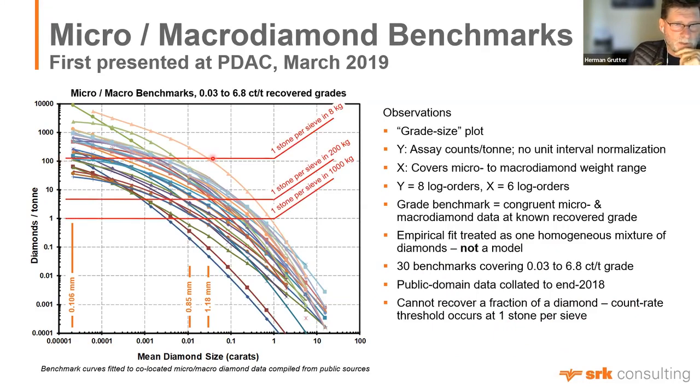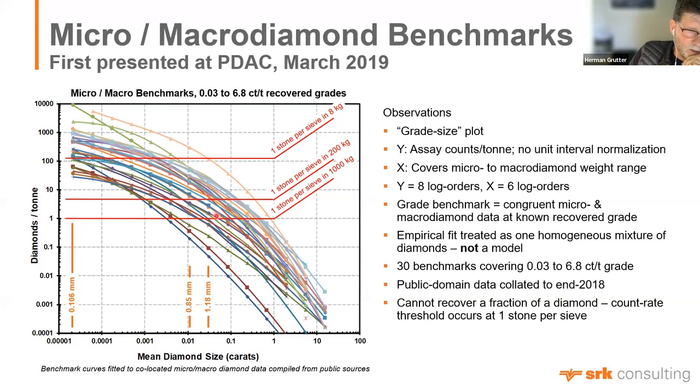There's 1 stone per sieve in 8 kilograms. There's 1 stone per sieve in 200 kilograms. There's 1 stone per sieve in a ton of rock. That makes a whole lot of sense. This data point over here relates to the fact that you're going from 1 to 10 carats on a log scale. If you want visibility of this part of the data set in your sampling program, then you have to have samples that are about 1,000 kilograms for microdiamonds.